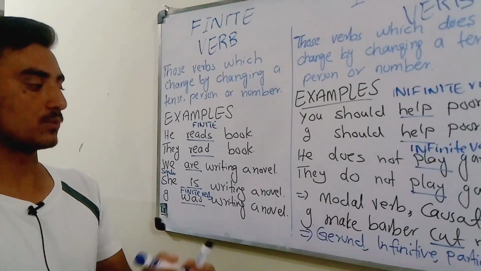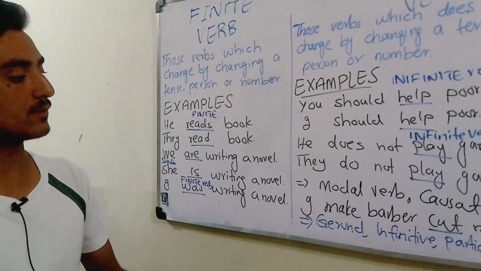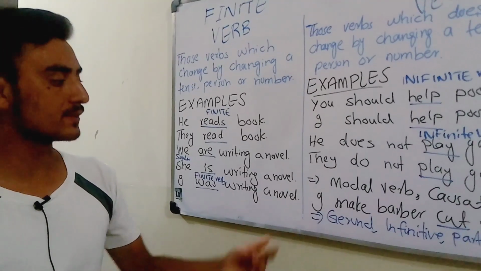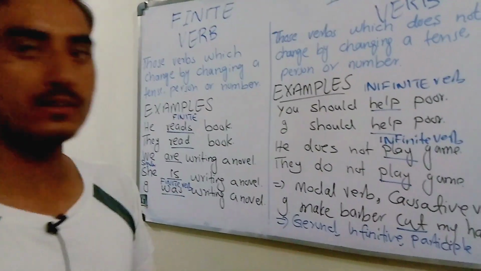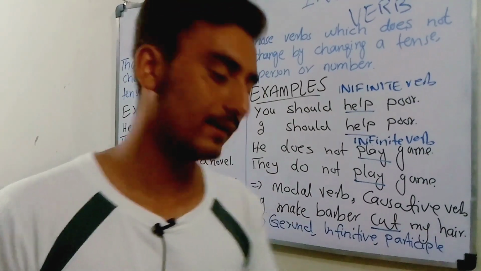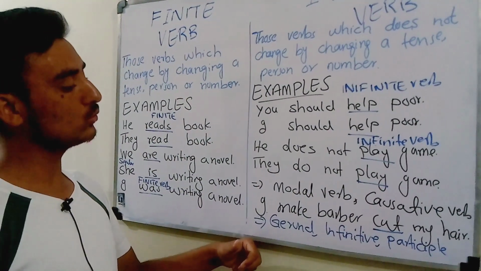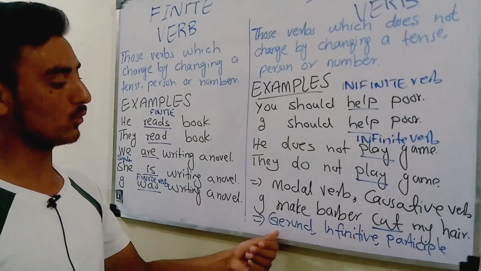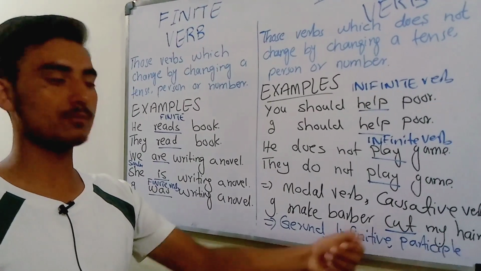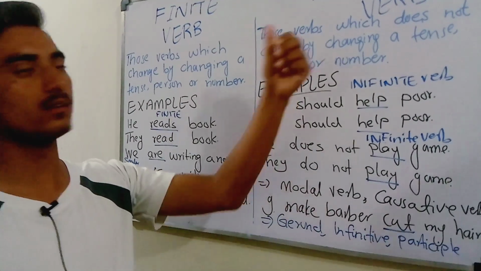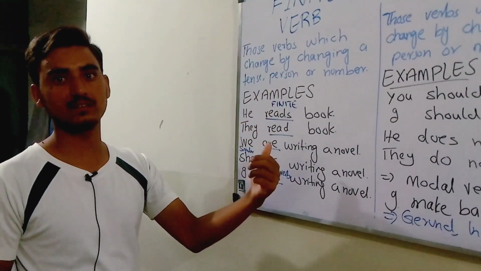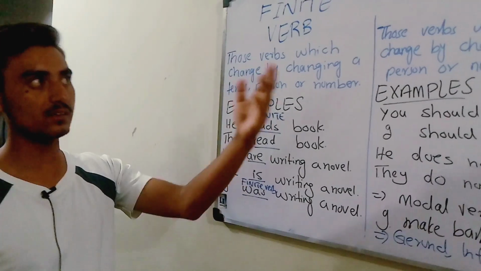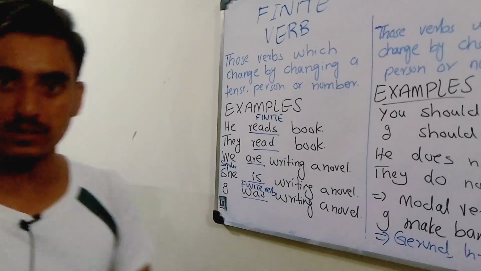But at last I want to share some useful information for you. Infinite verb has three main types, namely gerund, infinitive and participle. We can also give examples while studying gerunds, infinitives and participles. These verbs will be infinite verbs. But on the other hand, finite verb has no types. So thank you very much.